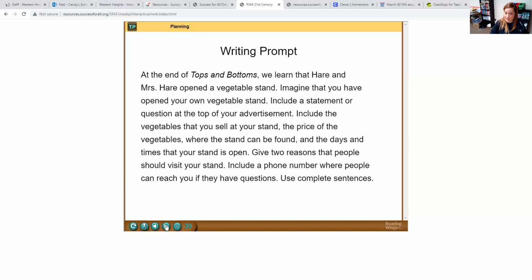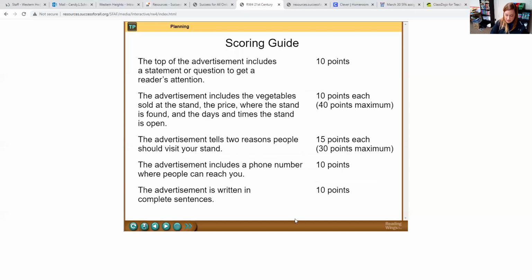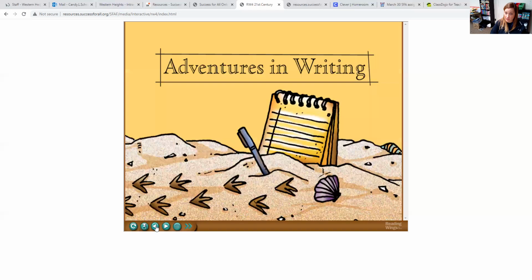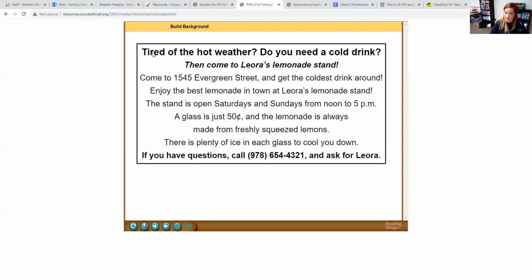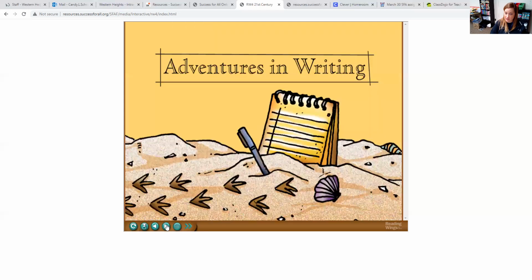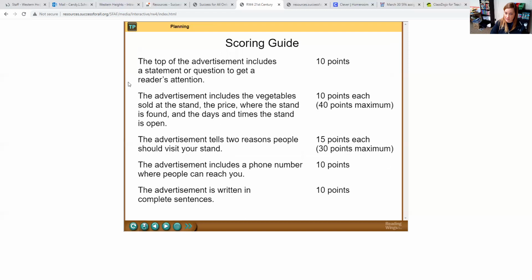Use complete sentences. So here's how this is going to be scored. It says, the top of the advertisement includes a statement or question to get the reader's attention. So remember, when we looked at this one, it had these 2 questions at the top that got our attention. The advertisement includes the vegetables sold at the stand, the price, where the stand is found, and the days and times the stand is open.